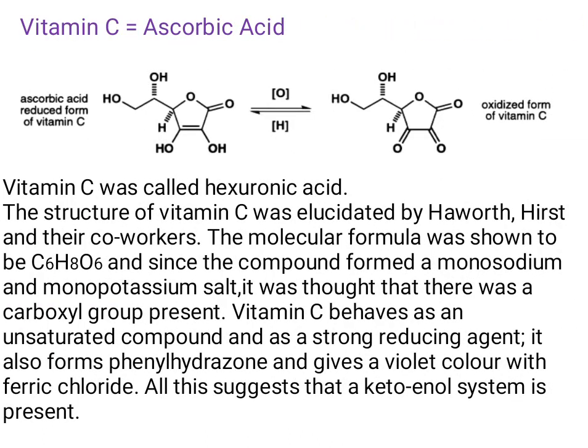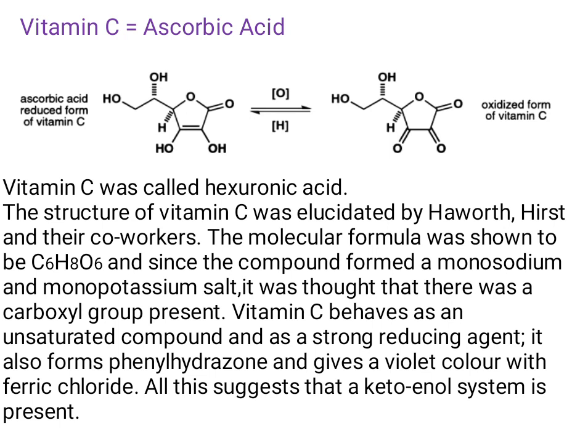Now come in detail to ascorbic acid, which is known as vitamin C. This is the reduced form of ascorbic acid, and this is the oxidized form. Vitamin C was called hexuronic acid. The structure of vitamin C was elucidated by Howard, Hirst and their co-workers. The molecular formula was shown to be C6H8O6, and since the compound formed a monosodium and monopotassium salt, it was thought that there was a carboxylic group present.